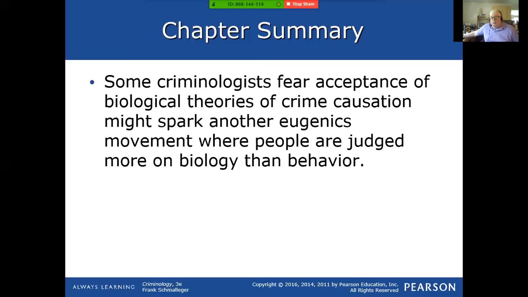So who knows where that science is going to go, that you can identify if there's a bad gene. Can you manipulate or replace that gene? Is that ethical? Is it something that is really right to change people that way? We shall see. So that's the end of the slide deck.